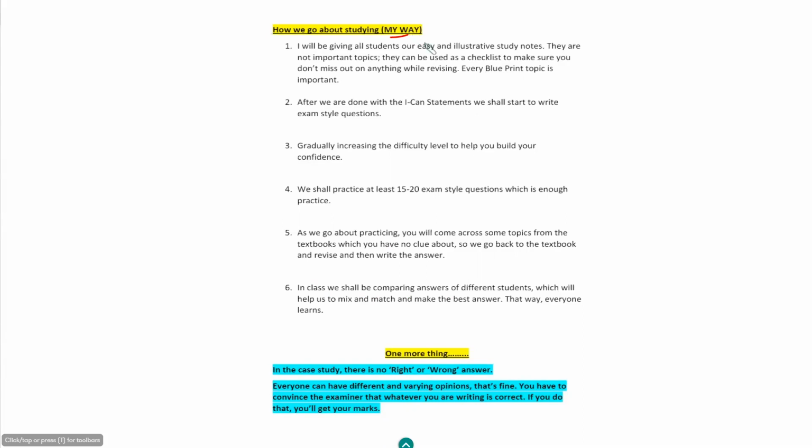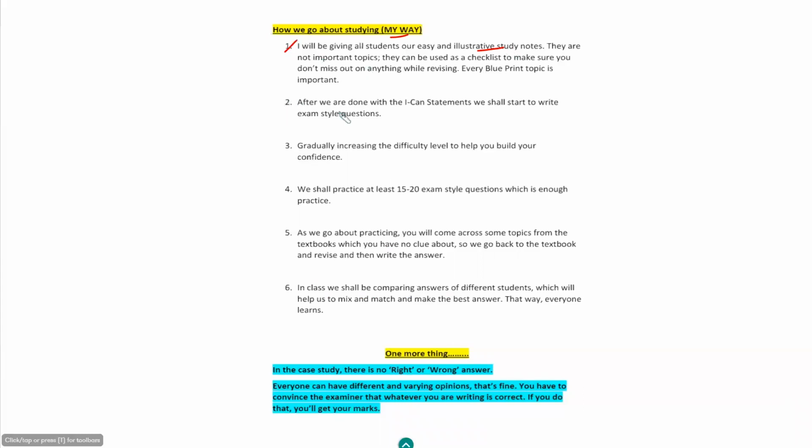Now, I will be giving all our students easy and illustrative study notes. Study notes are part of our full case study package. So when you get easy E2, P2 and F2 notes, which are based on diagrams, and when you get a separate blueprint document that we will give you, which is explaining every blueprint topic, it becomes really easy for it to act as a checklist, and you can quickly go through the material.